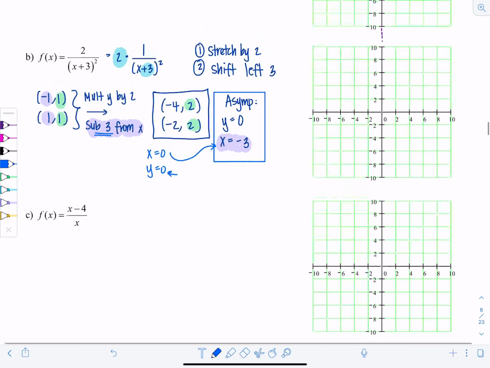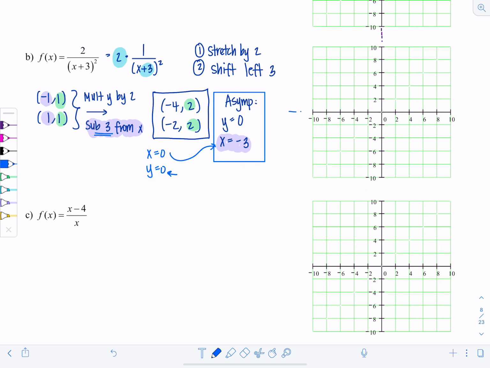All right, so let's graph this. We have y equals 0, so that's the x-axis. X equals negative 3, that's right here. And then we have negative 4, 2, and negative 2, 2. And here we go. Don't forget, x-axis is your horizontal asymptote. Good, good. Arrows on the endpoints. Love it.